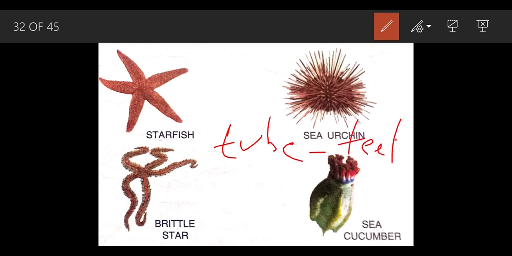They move with the tube feet. What do you mean by tube feet? If you have seen a starfish, if you have seen the under surface of it in the water, they get stuck on the rocks also. So how is it possible? Because they have small tube-like structures on their body, which get attached on the stones, and these tubes help them to move also.